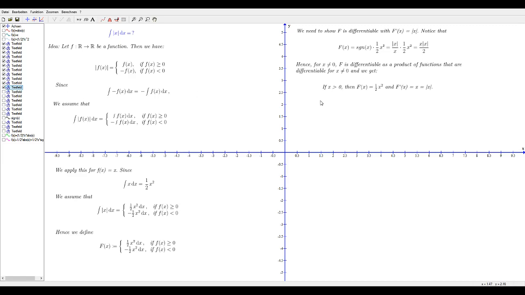And so we get, if x is strictly greater than 0, why does this greater than sign look so off? I just realized that. Well, whatever.